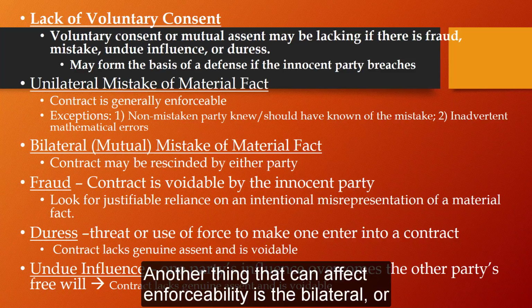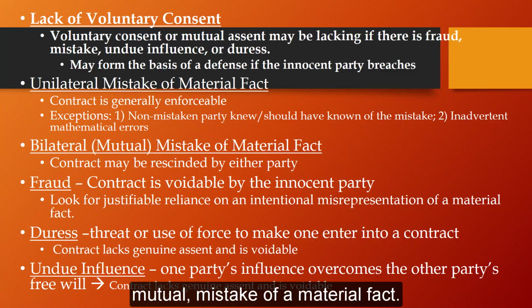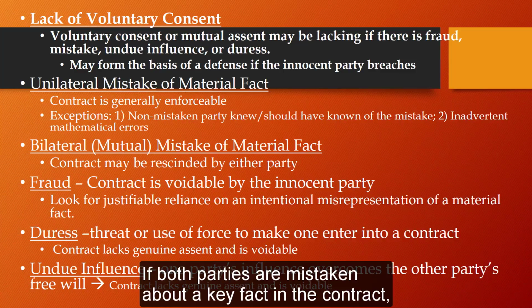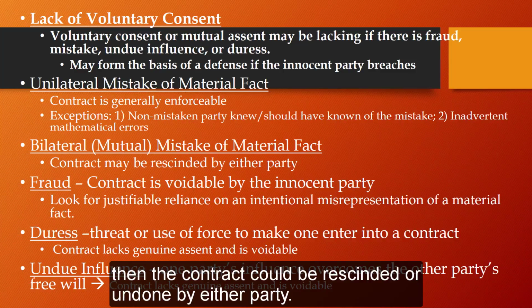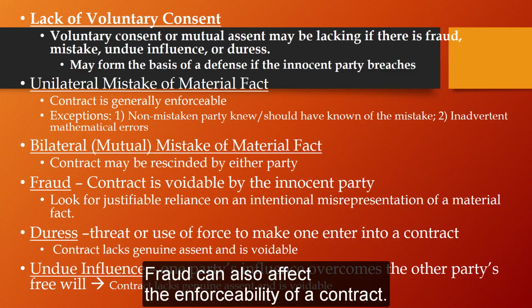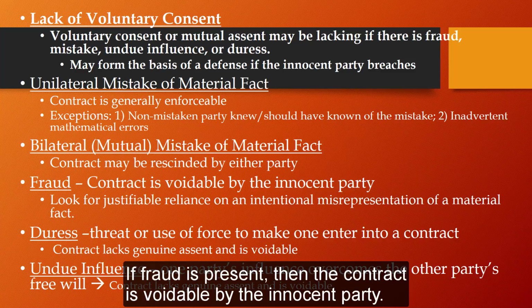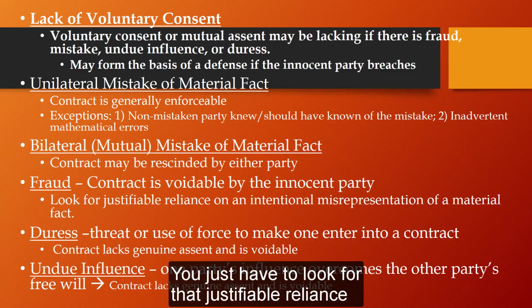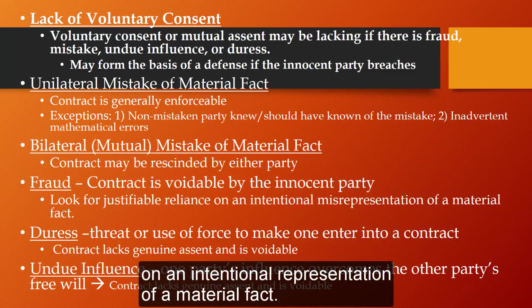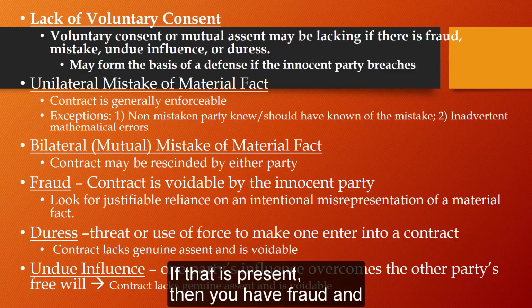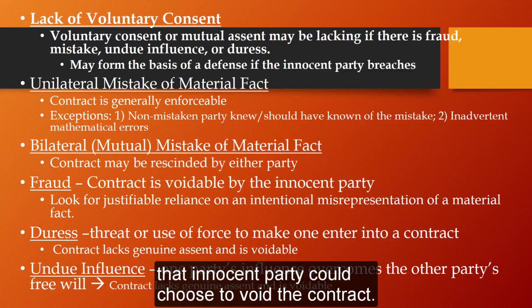Another thing that can affect enforceability is the bilateral or mutual mistake of a material fact. If both parties are mistaken about a key fact in the contract, then the contract could be rescinded or undone by either party. Fraud can also affect the enforceability of a contract. If fraud is present, then the contract is voidable by the innocent party. You just have to look for that justifiable reliance on an intentional misrepresentation of a material fact. If that is present, then you have fraud, and that innocent party could choose to void the contract.